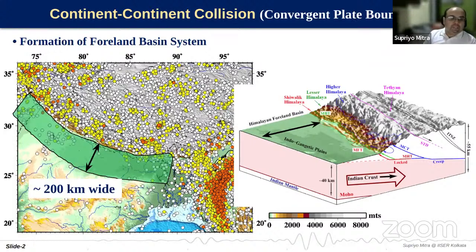So if you look at the region just south of the fold thrust belt, in the central Himalayas, this foreland basin is about 200 kilometers wide. The width of this basin obviously is guided by the elastic thickness of the plate that you are flexing. So here, obviously, India has a strong lithosphere. It has a thick elastic plate, and therefore you have a very wide foreland basin.